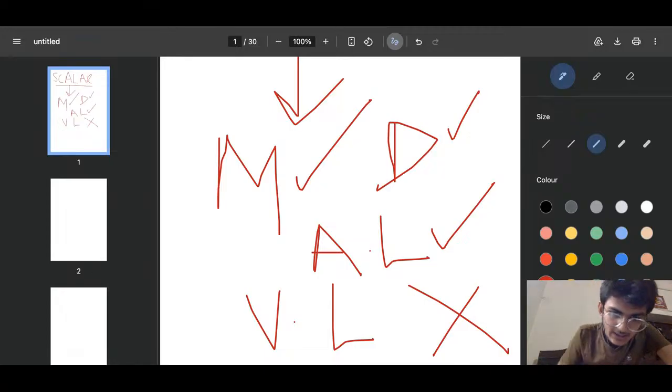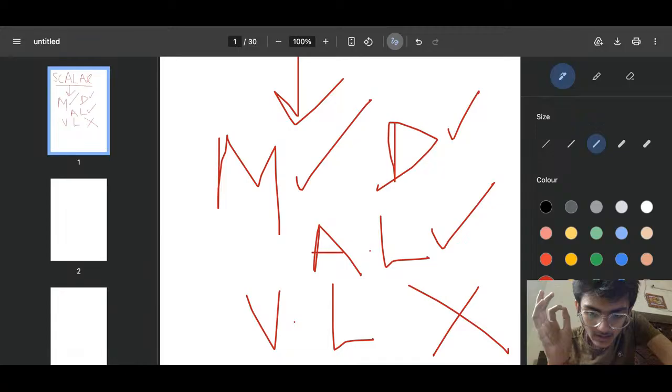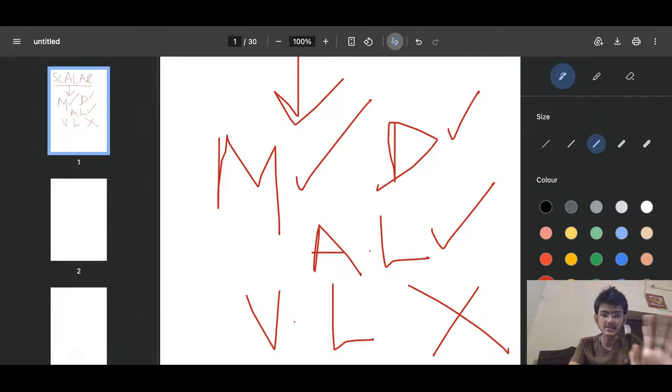Okay, if it is lacking in this particular, that the direction is not there, then we will surely say it is a scalar. But if direction is there, then we have to check the third condition: whether it is following the algebraic law or the vector law. If it is following the algebraic law, then it will be scalar. If it is following the vector law, then it will be vector. That's it. Okay. So that is about your scalar and vector.